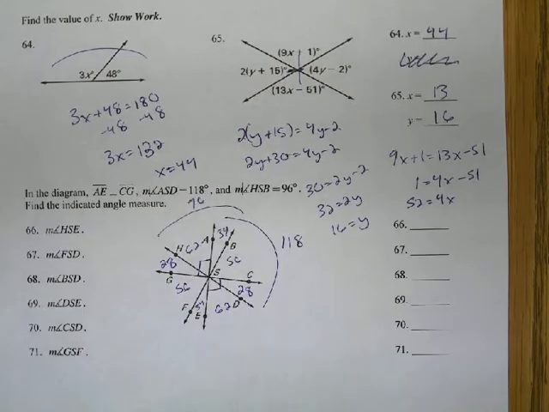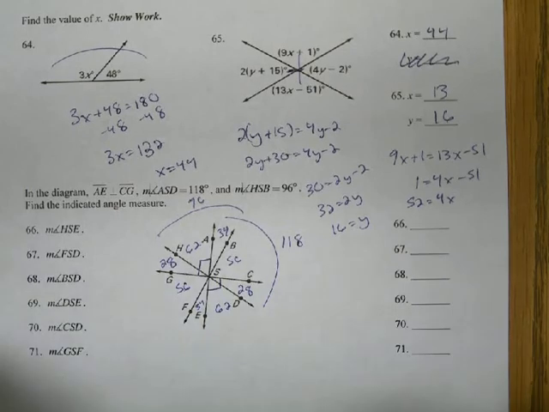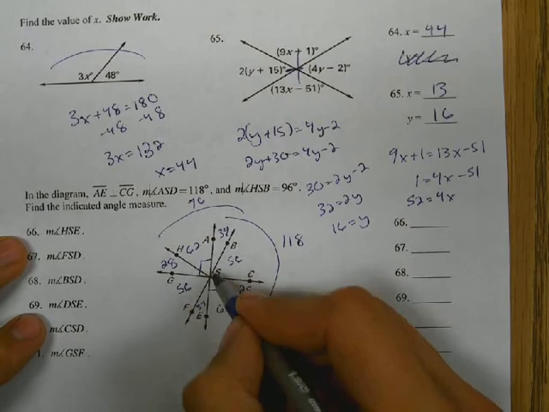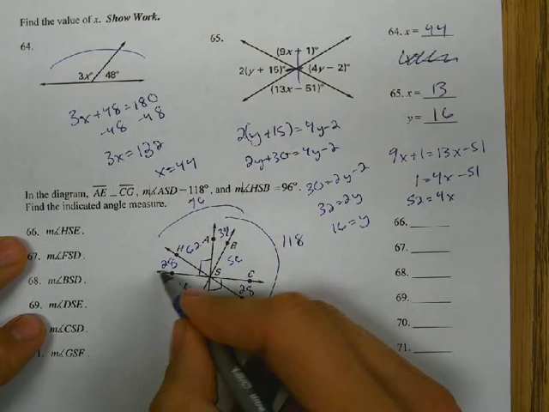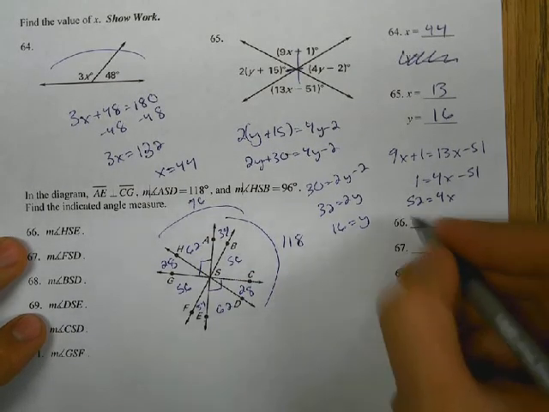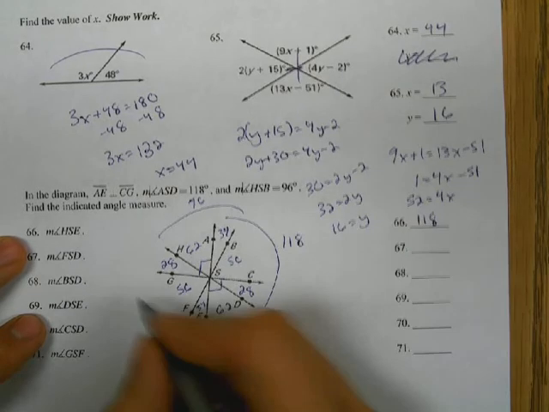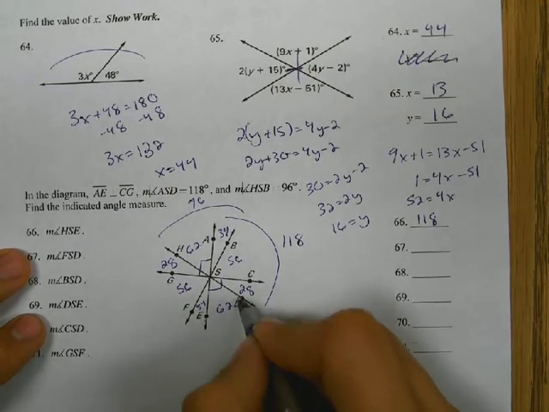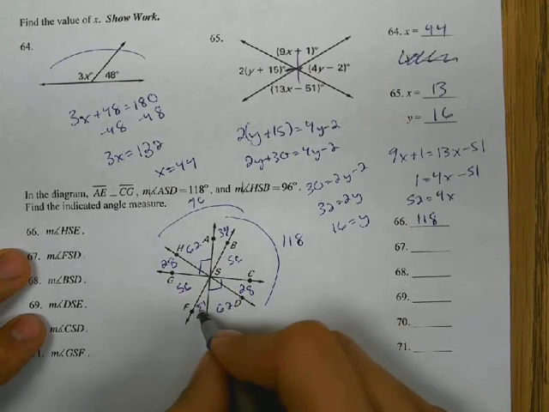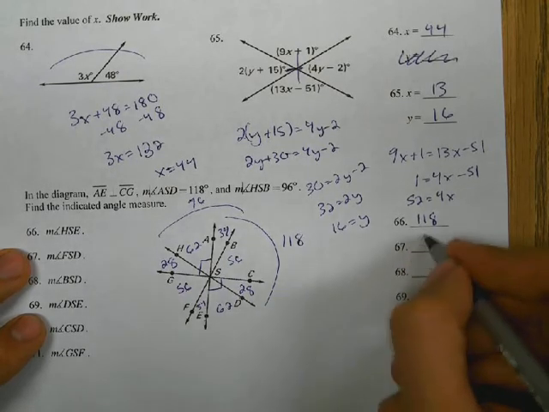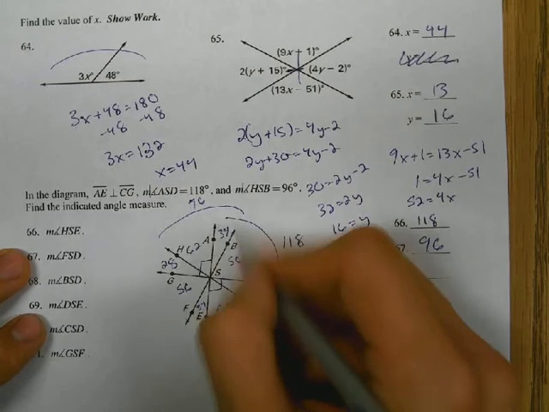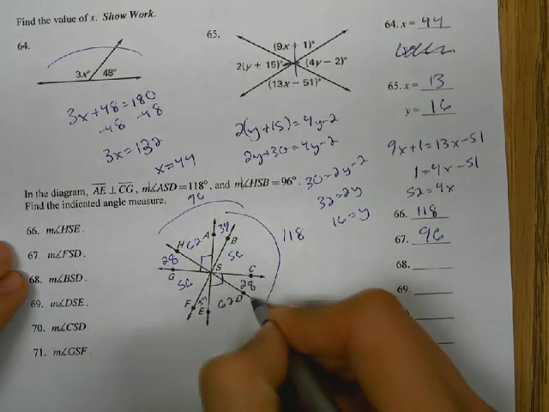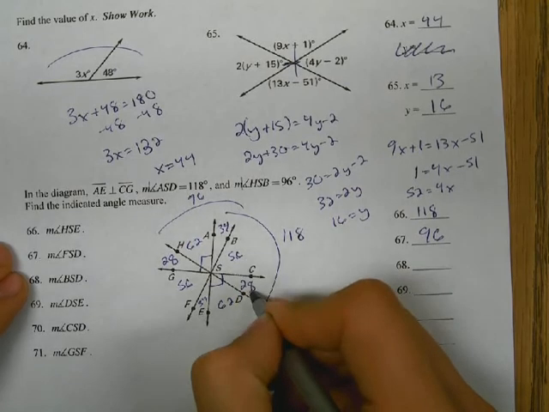Once you get all the angles listed, it's just a matter of going through and finding what they're asking you to find. So HSE, we have 90 plus 28. It's going to be 118. FSD, 62 plus 34 is 96. And those are just vertical angles of the two angles that they give you. BSD, 56 plus 28 is going to be 84.